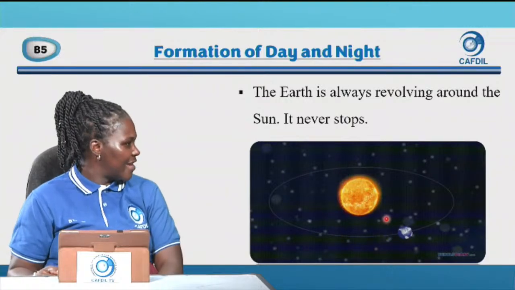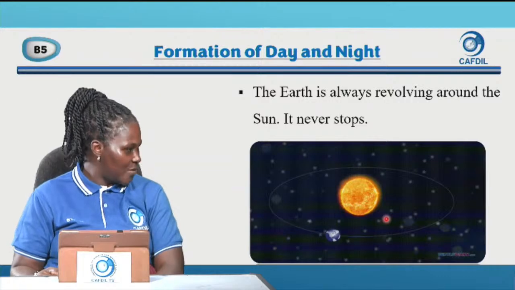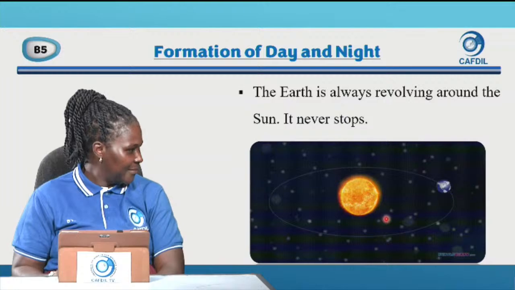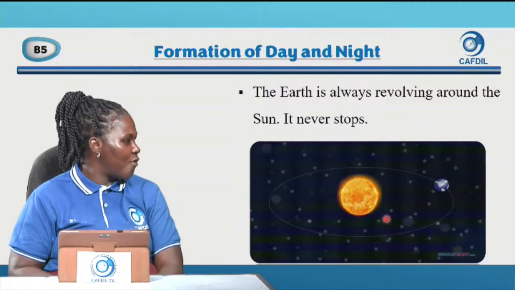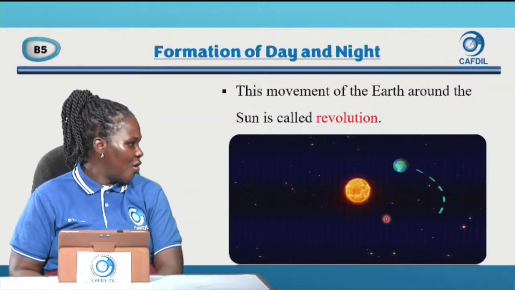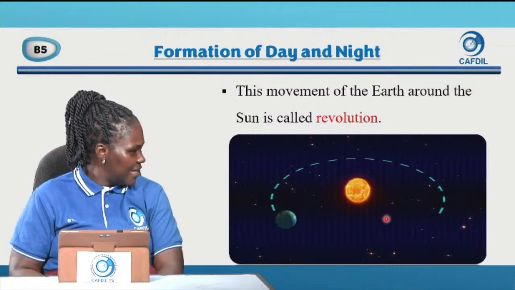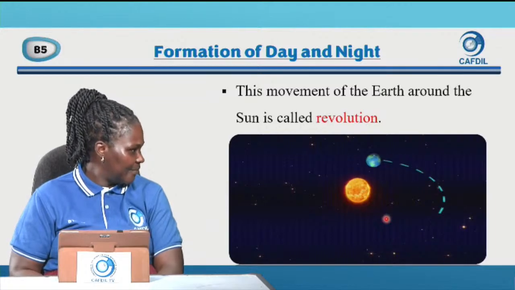The earth is always revolving around the sun. It never stops. As we can see on our screen, you can see the earth moving around the sun. This revolving of the earth around the sun is called revolution. Let's look at the earth revolving around the sun.